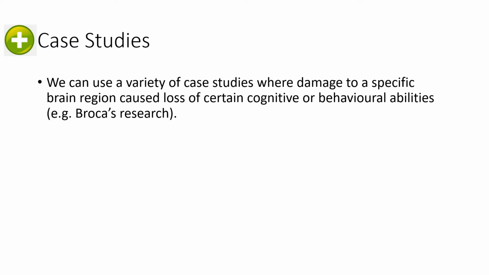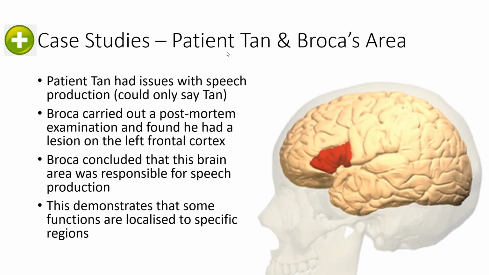For example, Broca's research, where he showed that damage to this area here, which he then called Broca's area, led to issues with speech production. And from that he concluded that this brain area must therefore be responsible for speech. So this is a strength of localization of function, because it suggests that some functions are in fact localized to a specific brain region. In this case, language production is localized to this specific brain region here on the cerebral cortex.